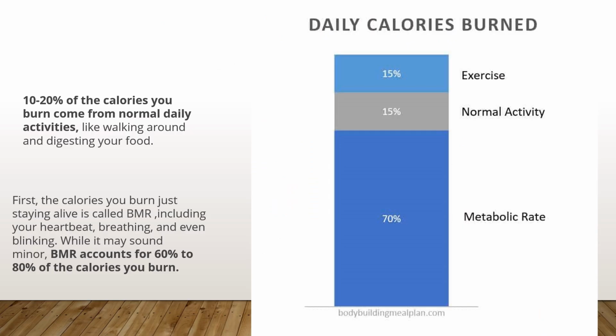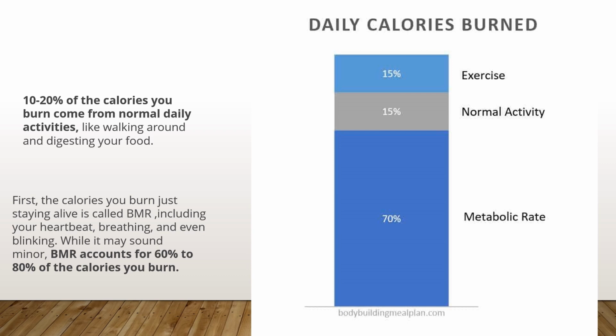Okay, we are going to look into an example. Here, there is a chart available to know it in detail. I have mentioned here 10 to 20% of the calories you burn come from normal daily activities. So, normal daily activities like walking around, digesting your food, you're automatically burning some calories daily. First, the calorie you burn just staying alive is called BMR. As I said, basal metabolic rate includes your heartbeat, breathing, even blinking of your eyelid. That also has some amount of calorie burn.